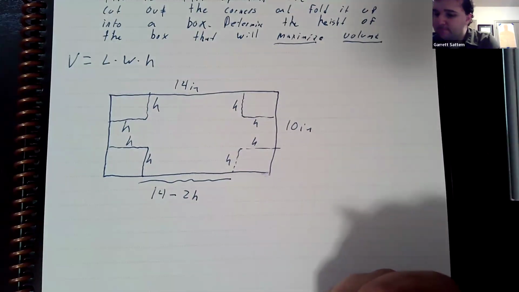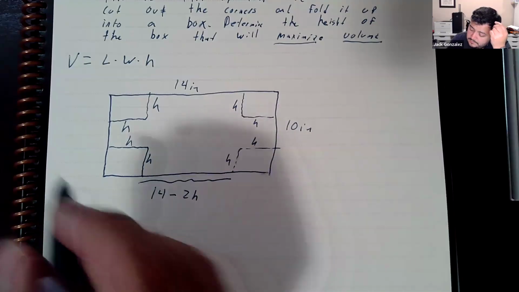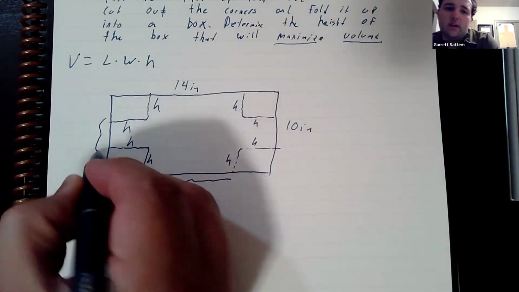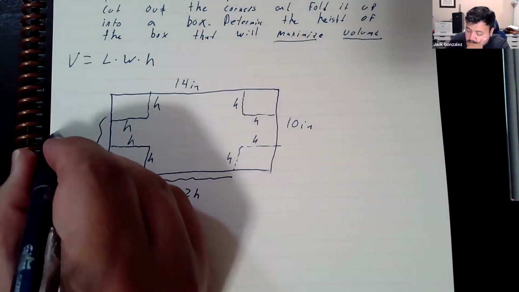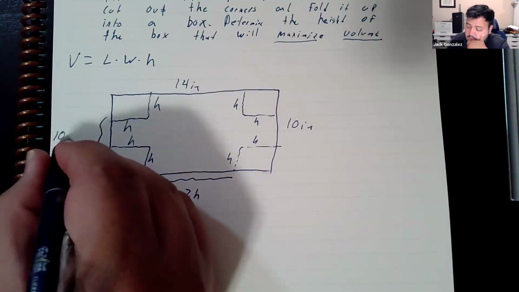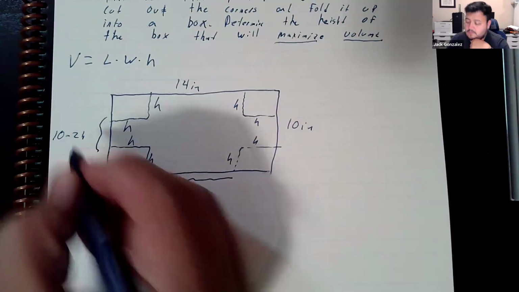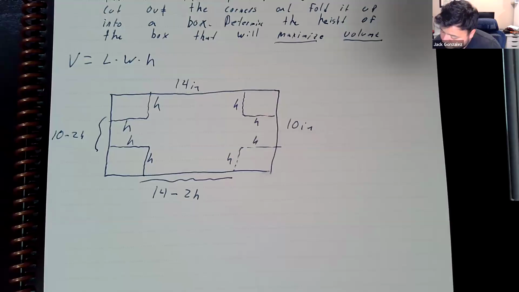Yes. Cutting out two corners, right? So what do you expect this side to be? 10 minus 2h. 10 minus 2H. Okay. So that's the volume I'm going to use.